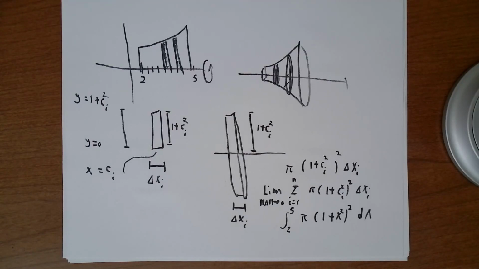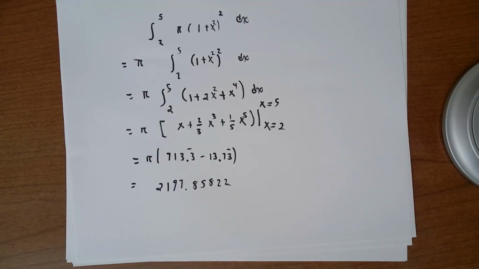If I want to actually evaluate this volume, I have to evaluate this integral. This is direct, though. Since doing arithmetic is not what we're about just now, I was lazy, got the calculator out, and it gives 2,197.85822. There's an issue with this that I need to mention.